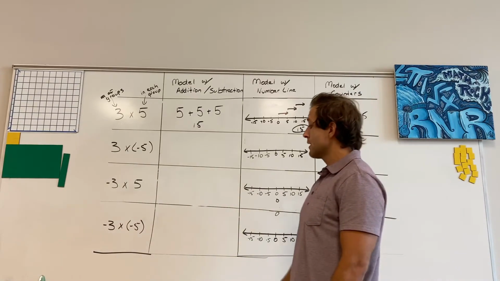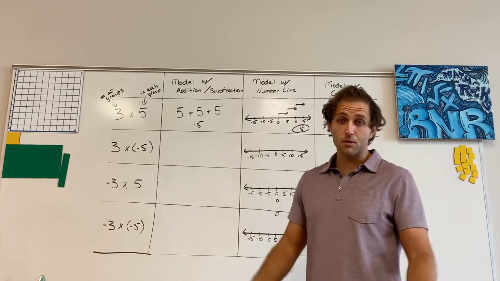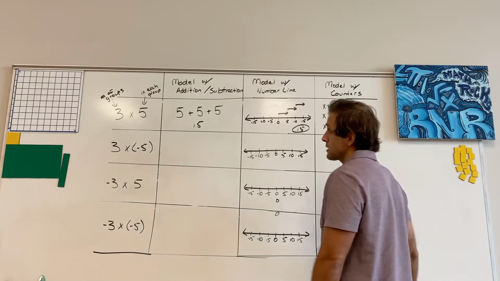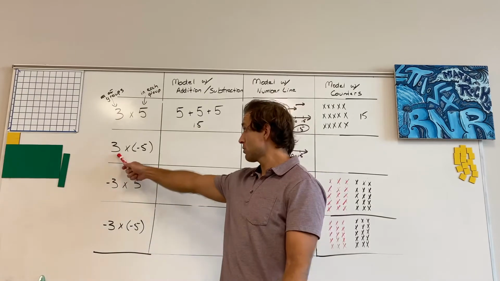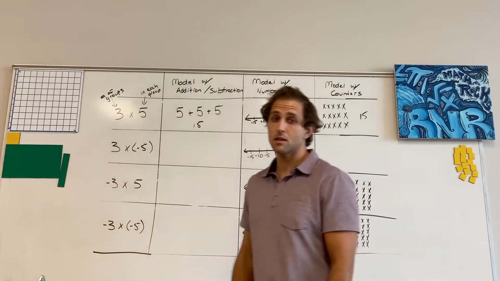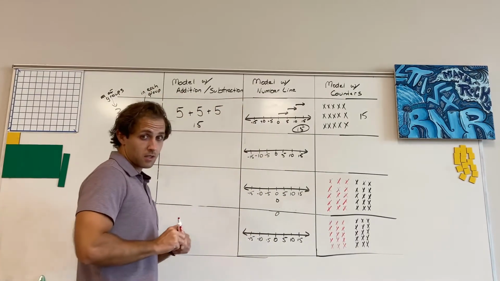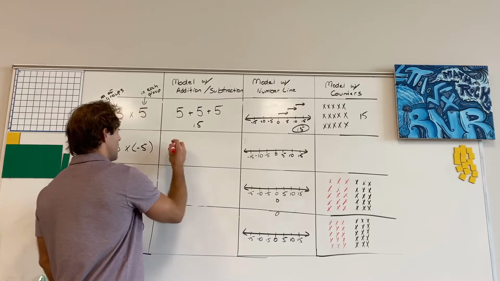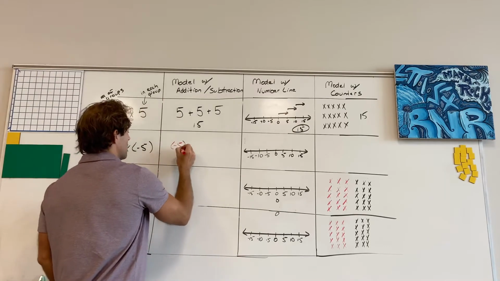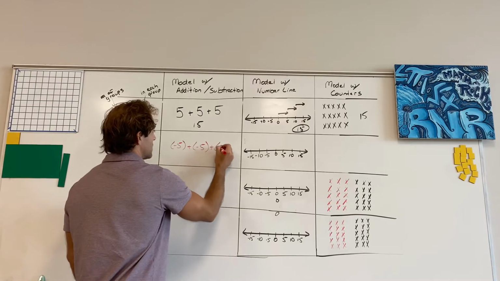All right, so now let's introduce what would happen if we started to look at some negative numbers. So what if we wanted to look at having 3 groups of negative 5? Well, remember that multiplication is just repeated addition. So we're just going to take negative 5 plus another negative 5 plus another negative 5.